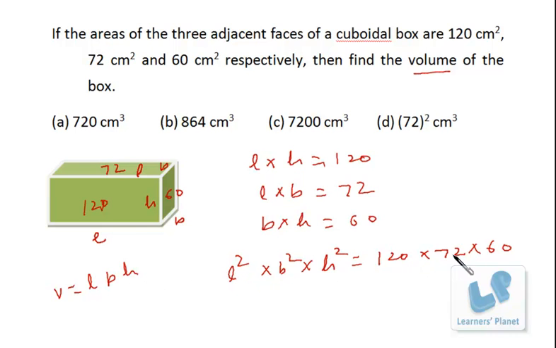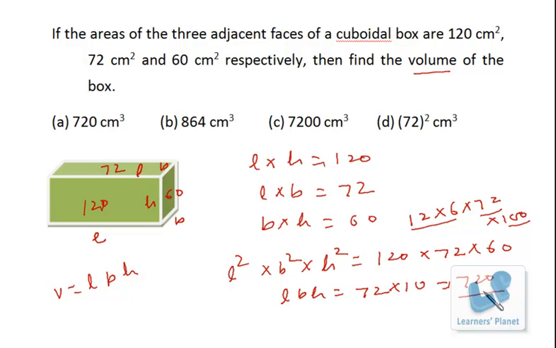So if I take square root of both the sides, I'll be instantly getting the value of volume, that is LBH, right? So LBH is equal to square root of this. Now what is this data? 12 into 6 into 72 into 100, right? So it is 72 square. So if I take 72 outside, then from 100 I can take 10. So LBH is 720 cubic centimeter. I hope you are clear.